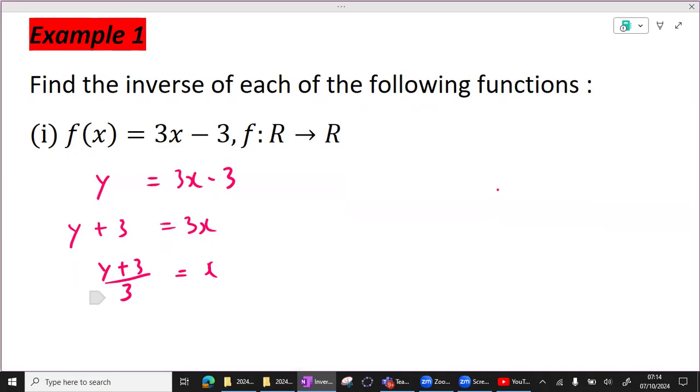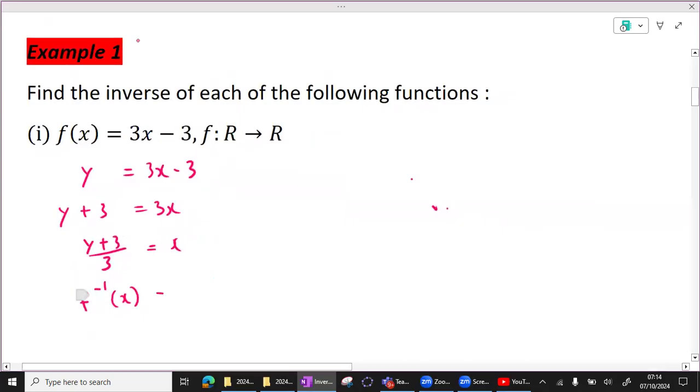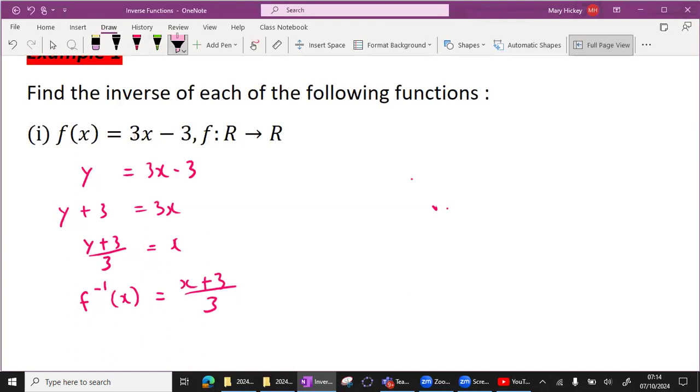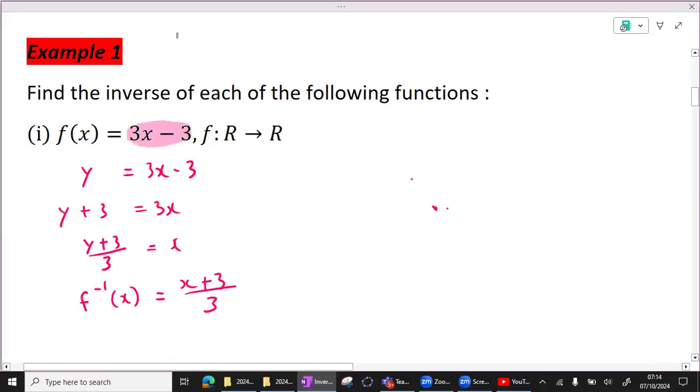But we're going to write it a little bit nicer. We're going to write it with the symbol for inverse. So that's the first thing. Now, remember, we're going to replace all the y's with x's. So we end up with x plus 3 over 3. Now I'm done. So let's compare. The original function was multiply the input by 3 and subtract 3. The new function is add 3 and divide by 3. So you can see that indeed it is the inverse.